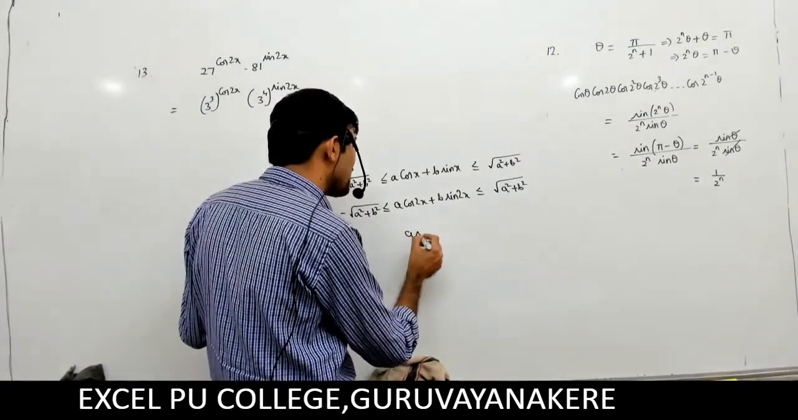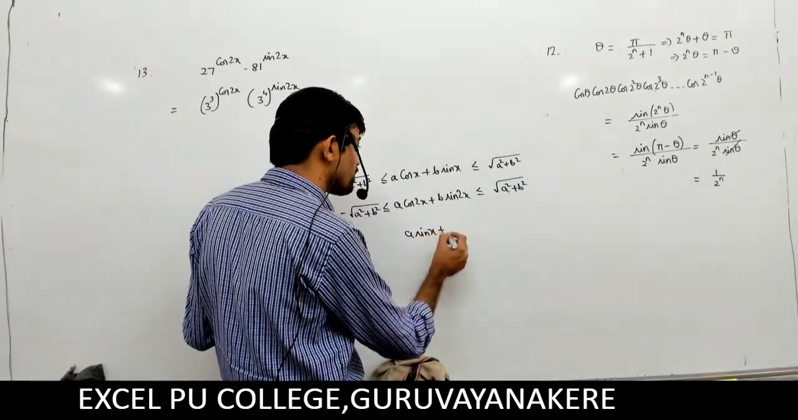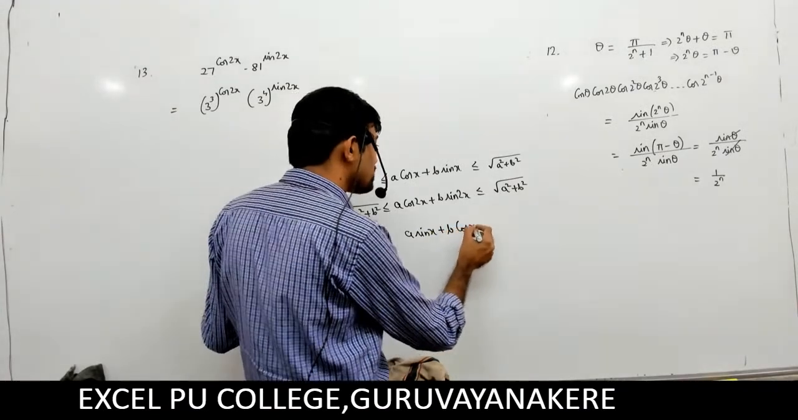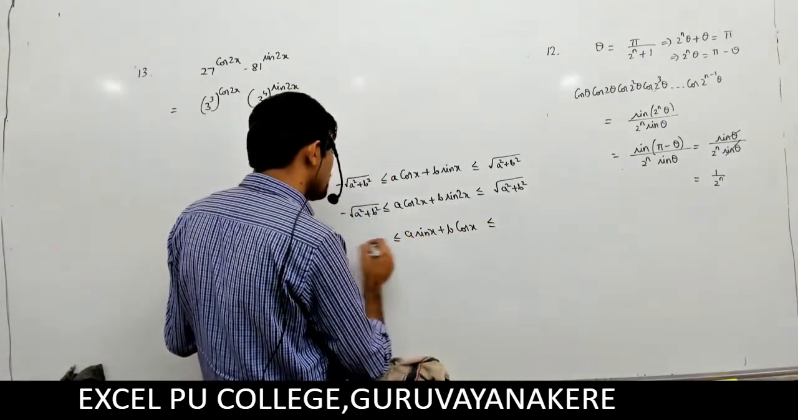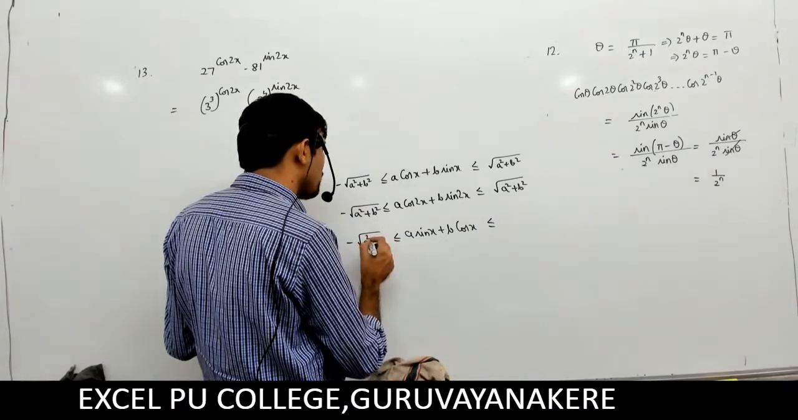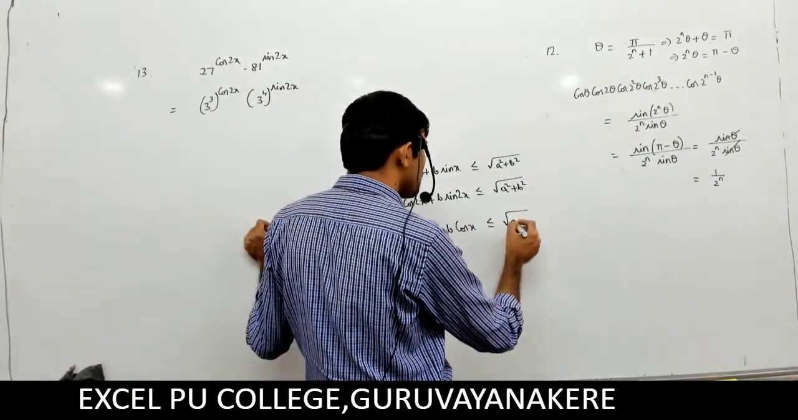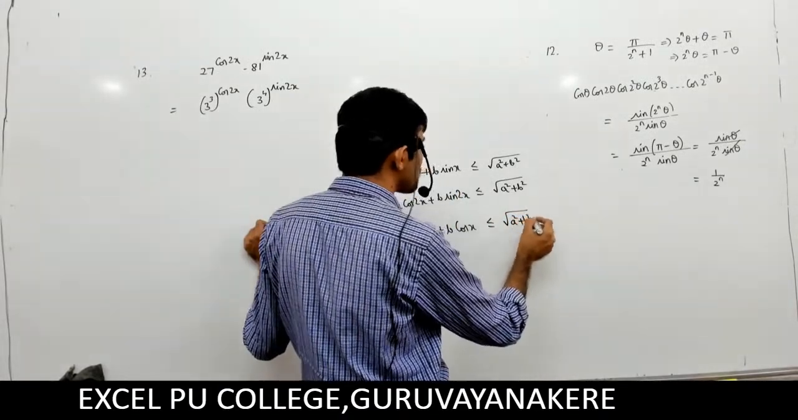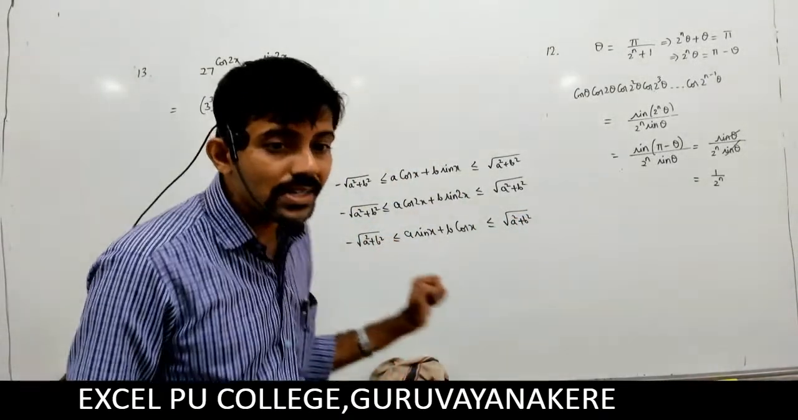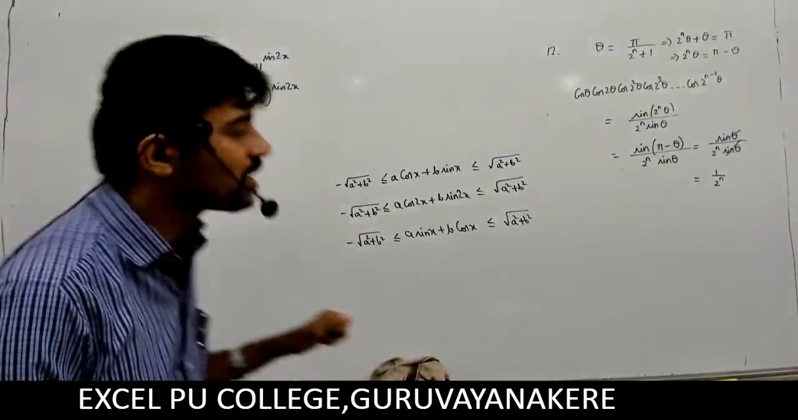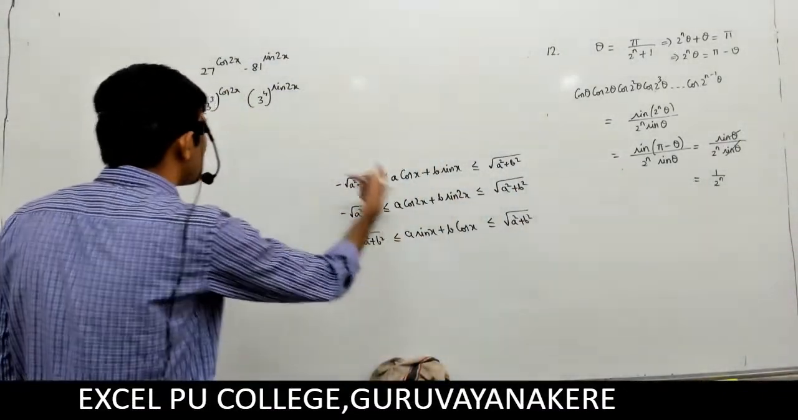Or it can also be a sin x plus b cos x. It doesn't matter. Even if you interchange sin and cos, the maximum value is root of a square plus b square, and the minimum value is minus root of a square plus b square. So this concept is applicable here.